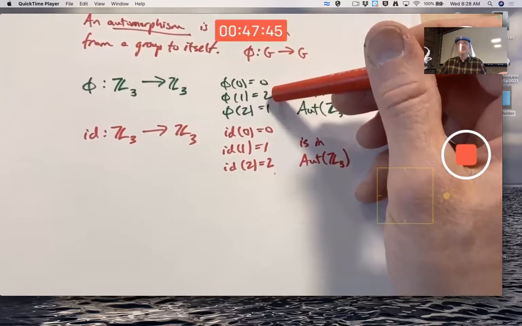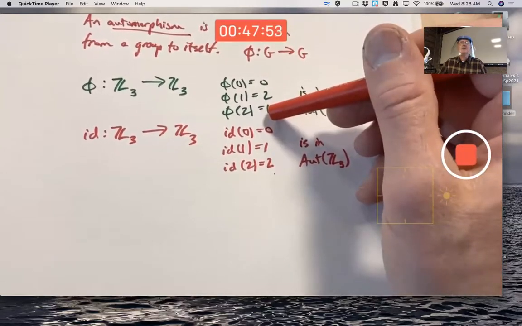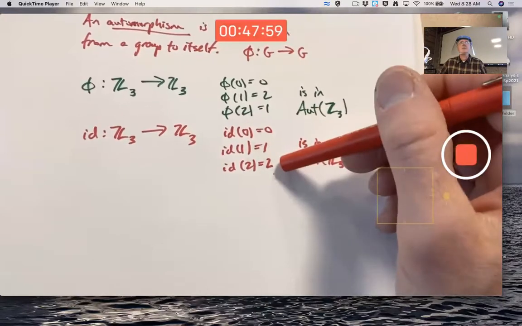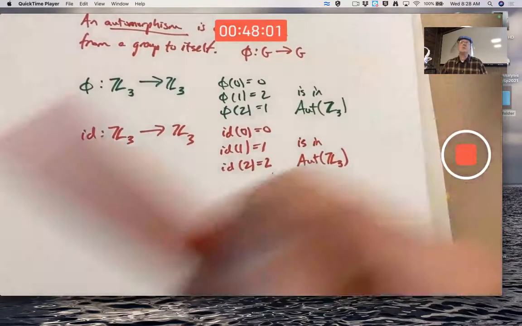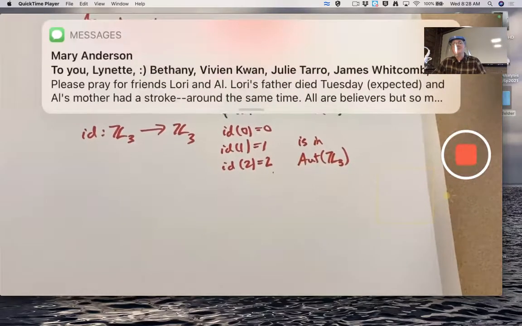And since isomorphisms and automorphisms are 1 to 1 and onto, if I map phi of 1 to 2, I can't map phi of 2 to 2. It's got to go to something different, 1. Same kind of argument down here. In fact, these are the only two isomorphisms from Z3 to itself. They're the only two automorphisms of Z3.